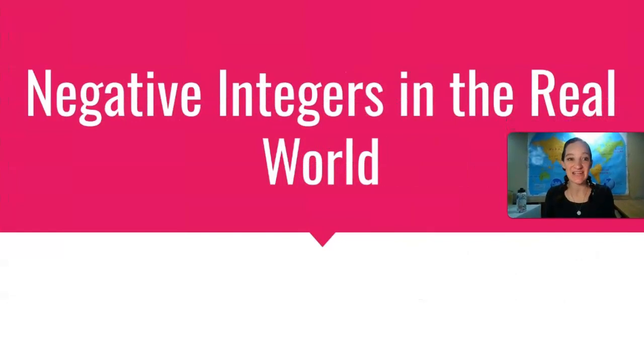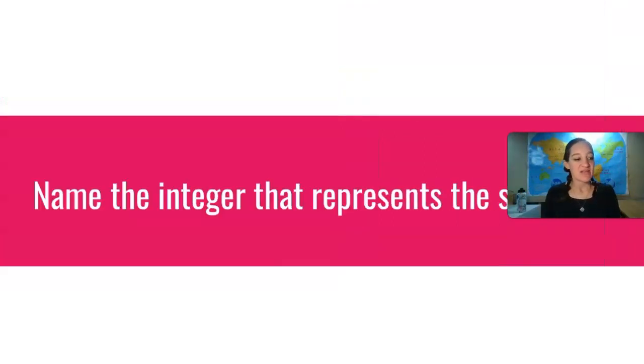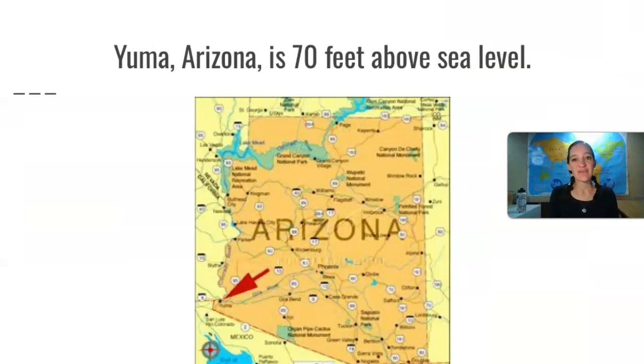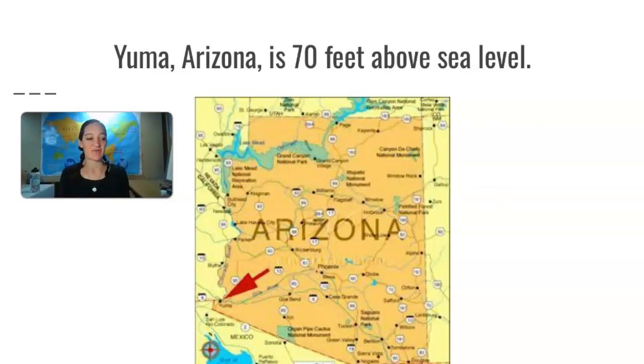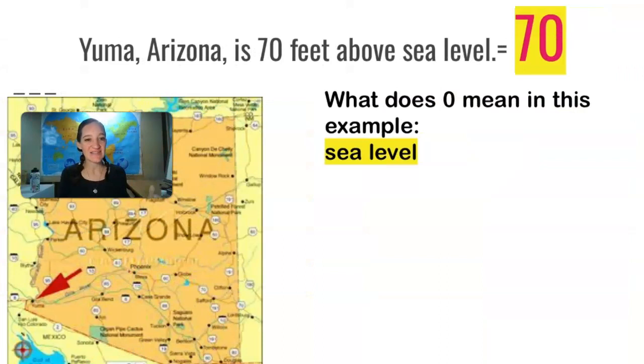Let's go into negative integers. When have you seen negative integers in the real world? We may have discussed that already, but let's talk about some real examples that I've seen and that you'll see. Now that we've talked about negative numbers, you're going to see them pop up everywhere. So here's an example. Yuma, Arizona is 70 feet above sea level. Well, what does above sea level mean? Well, that is a positive 70. You're above 0.